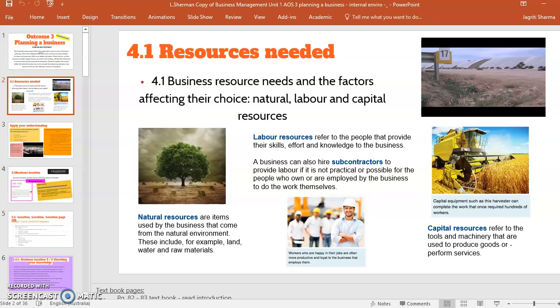Now, when you're planning for business, you need to look at the labor resource needs. You need to look at how many workers you will be needing. What kind of skills are required for your business? So you need to hire the people who are actually beneficial for your business. What kind of training do you need to give them to be able to work for the business? So you need to figure out what the training requirements will be.